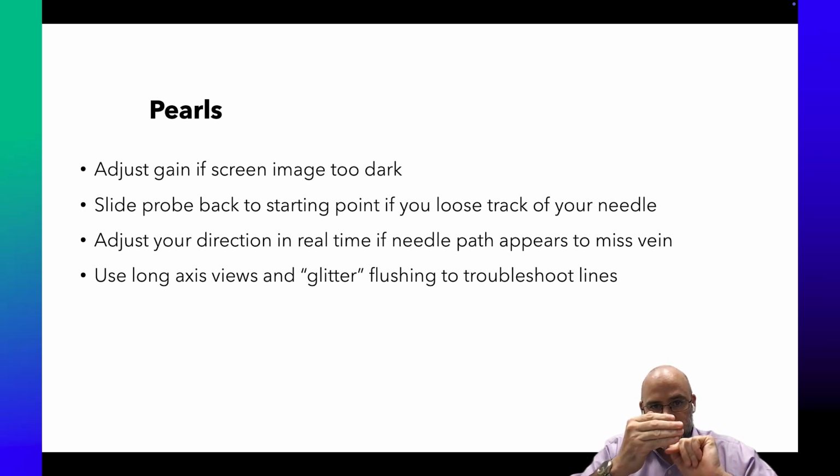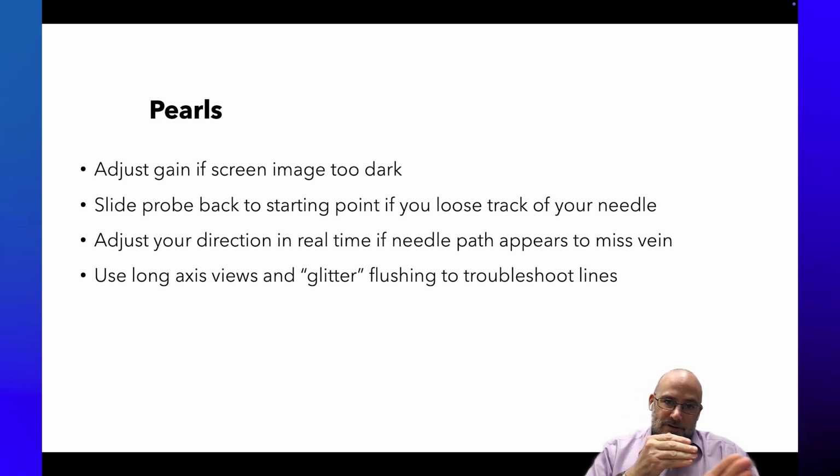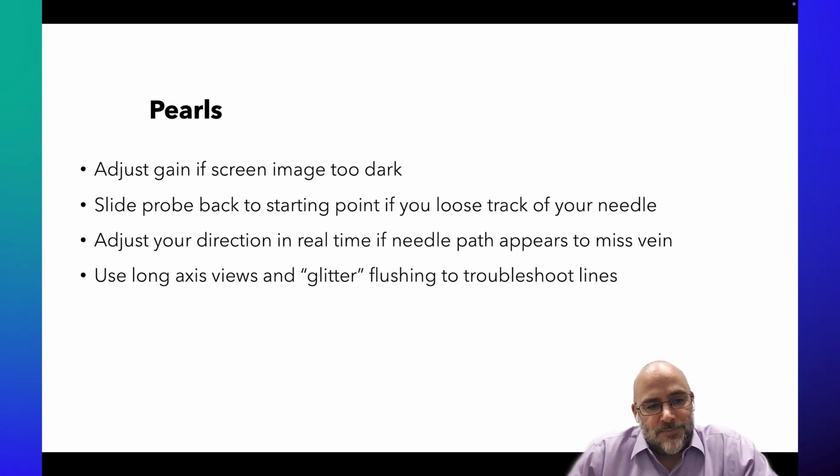Adjust your direction in real time if the needle appears to be missing the vein. So as you're inchworming down, if you find yourself veering to the left, that's fine. Come on back from where you were, readjust, and continue in a slightly different trajectory. And then you can use the long axis views and use that post-cannulation proximal flutter check to troubleshoot and just make sure that the line looks good.